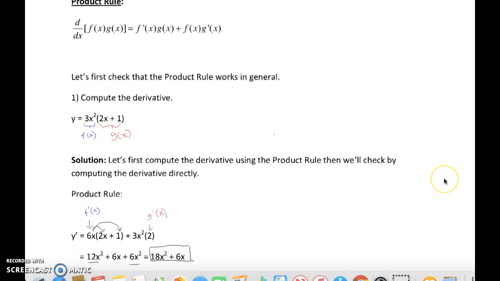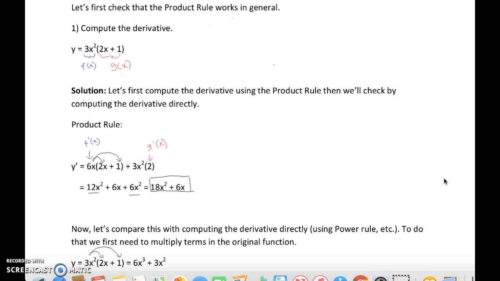With our product rule, the derivative of 3x squared is 6x. We take the 2 multiplied by 3, have x, and multiply that by g(x) as it is, so 2x plus 1. We add it to f(x) as it is, so 3x squared, times the derivative of g(x), which is just 2. Then we multiply that through. We multiply f'(x) through g(x) for the first piece: we have 12x squared plus 6x, plus 6x squared. This plus 6x squared is just the g'(x) times f(x). When we combine like terms, we end up with 18x squared plus 6x.